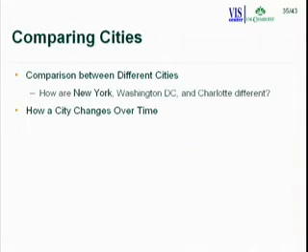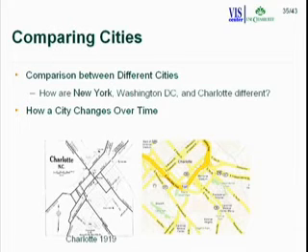And along the same line, we can start to track how a city changes over time, again, in a quantifiable manner. Here I just showed 2 images. Again, this is Charlotte in 1919, and this is Charlotte today.